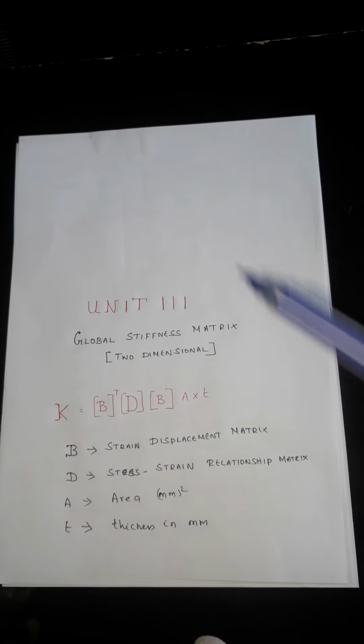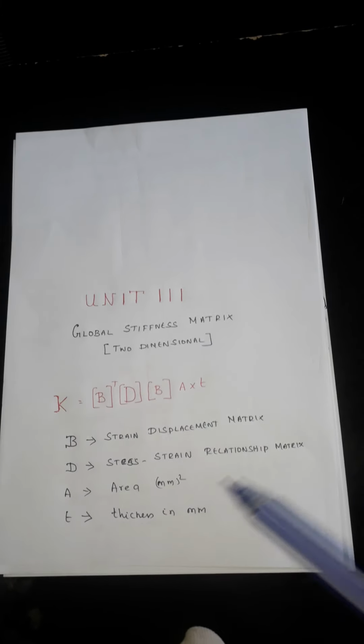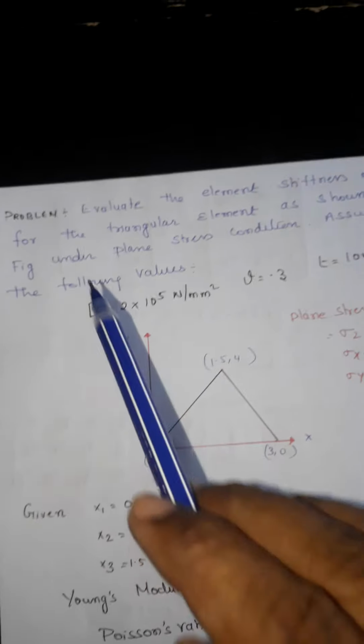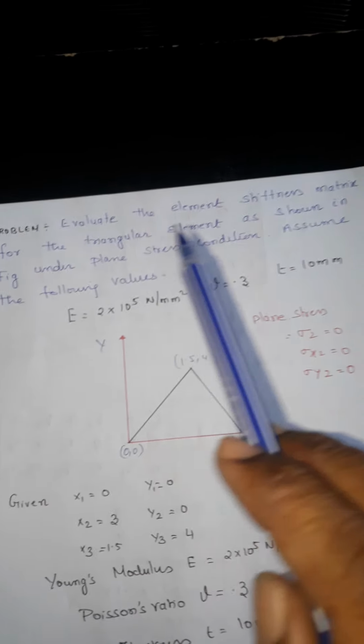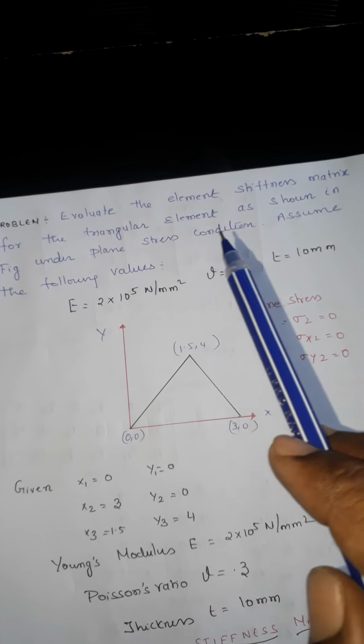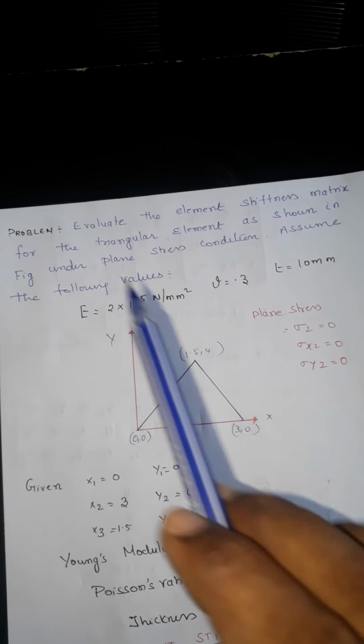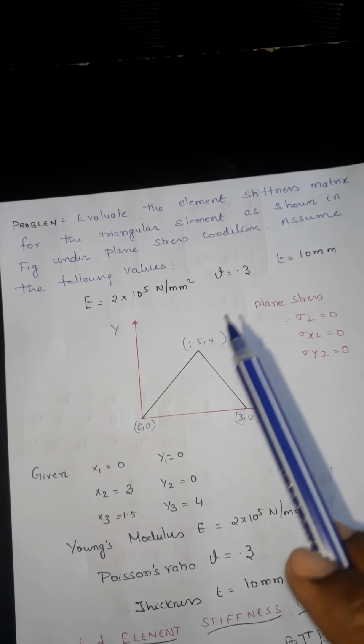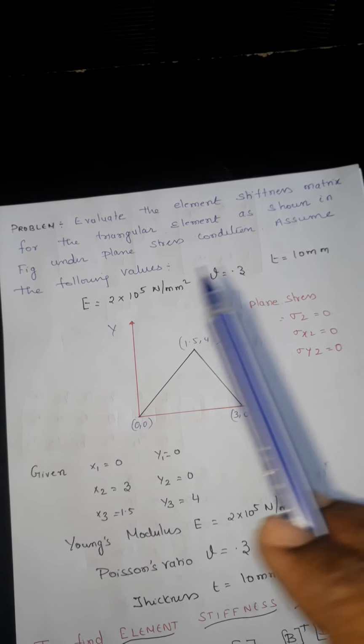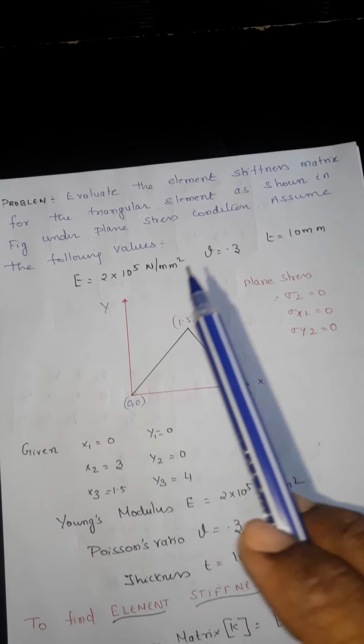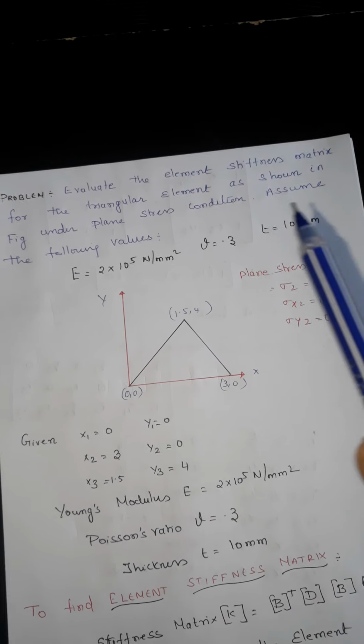Now we will see one problem, that constant strain triangle element, that is a triangular element. In that, how to find out the stiffness matrix. This is the problem element. Evaluate this element stiffness matrix for the triangular element. Find under the plane stress condition, and E is equal to 2 into 10 to the power of 5 Newton per millimeter square. Poisson ratio is equal to 0.3 and T is equal to 10.